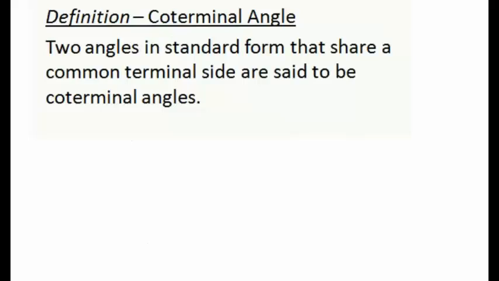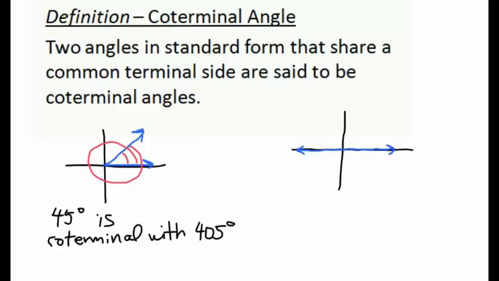We say that two angles in standard form are coterminal if they share a common terminal side. So for example, the angle 45 degrees and the angle 360 plus 45 degrees are going to be coterminal. Similarly, we might say that the angle pi radians is coterminal with the angle negative pi radians.